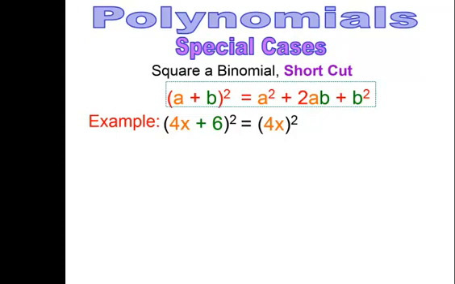So 4x squared would give you 16x squared. So remember, you got to square the number, and you got to square the variable. So it's going to be 16x squared.